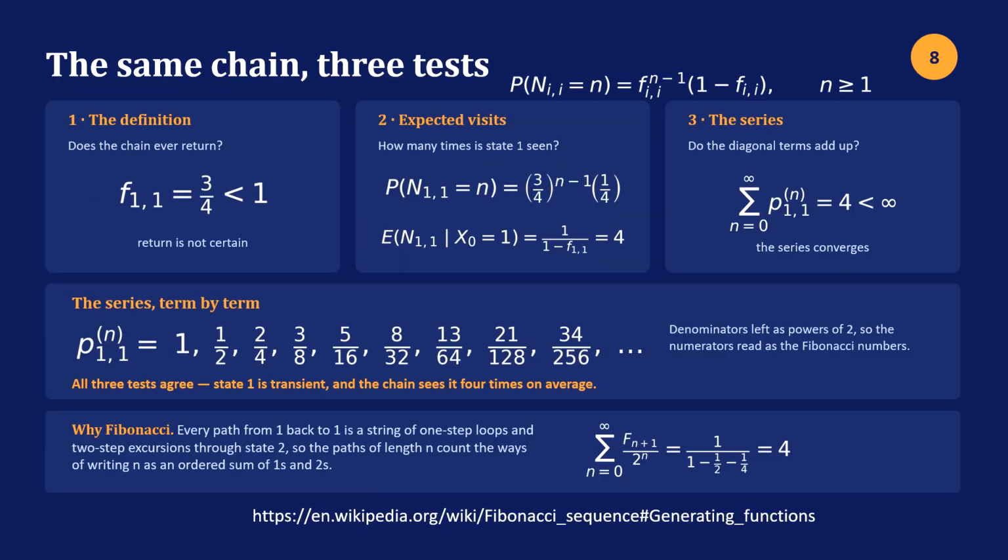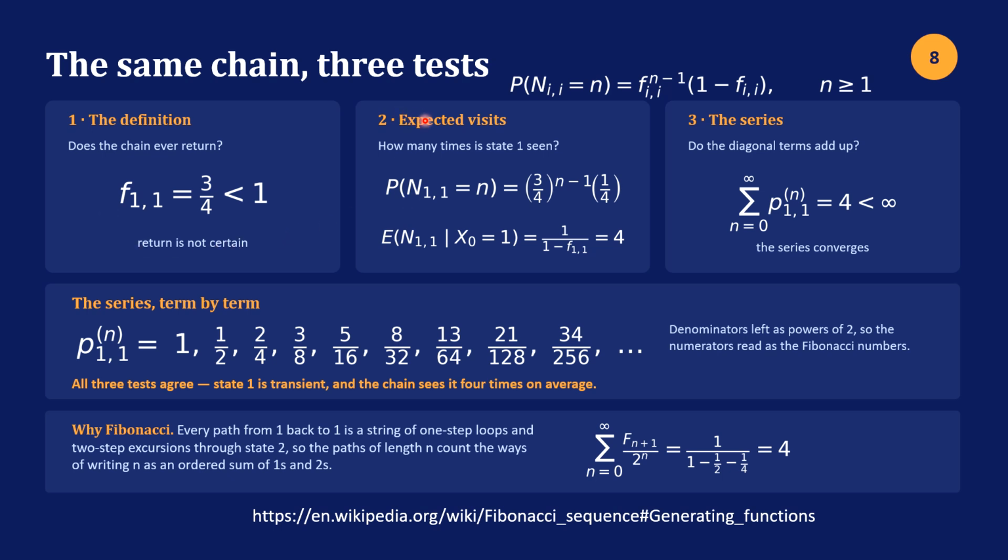Let's continue with our example. I want to show three different ways of establishing that state 1 is transient. Since we've computed F11 and it equals 3/4, and that's less than 1, we know that by definition this is transient. So we've done the work on that already.